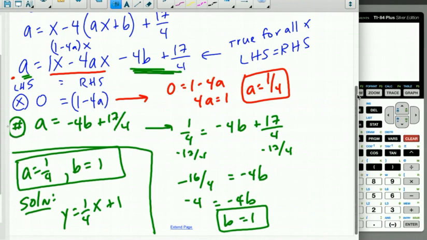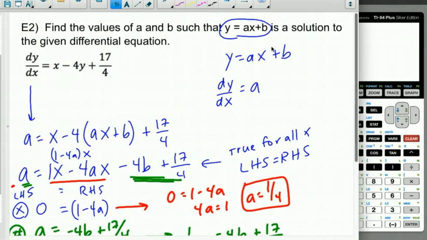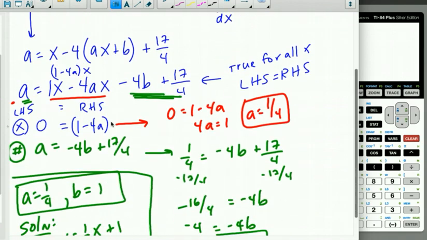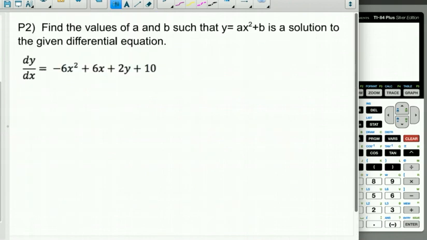So again, the trick here is to recognize that we were told it's a solution. We are told that this is a solution. We just have to find the a and b values. So we're going to plug in the same way that we did before. And this is a pretty good AP trick question, either as a multiple choice or a free response. So let's go ahead and give that a try on a P2.